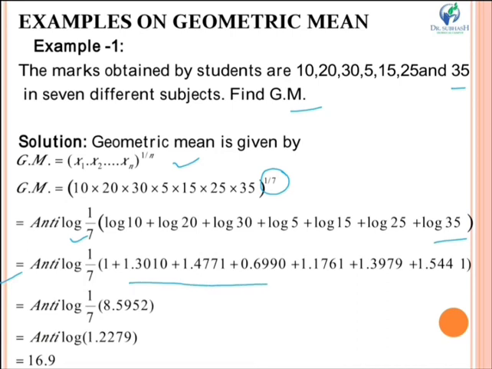I am adding all the values here. On adding, I get 8.5952 divided by 7. That is, I have to find the antilog of 1.2279. Now, antilog of this is 10 to the power 1.2279. When you take this 10 raised to 1.2279, you get your answer as 16.9, which is your geometric mean. Again I am repeating, consider LOG when you are using the scientific calculator.